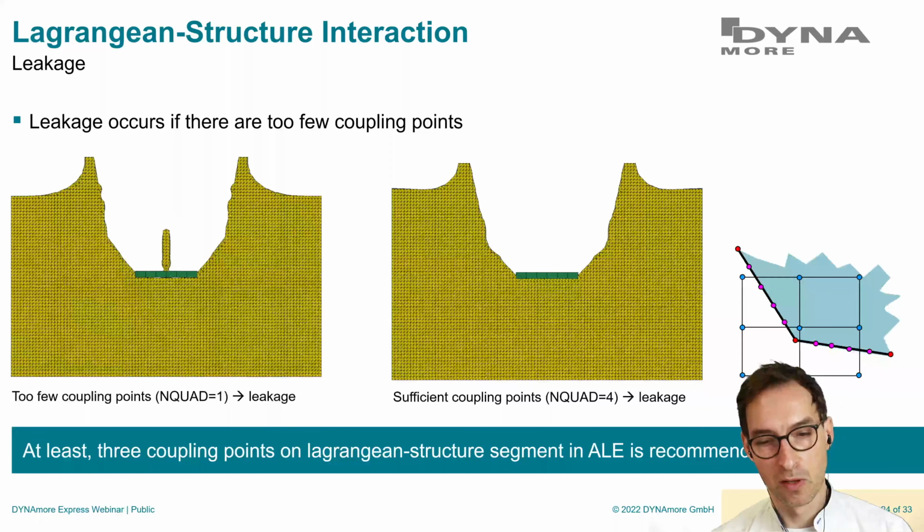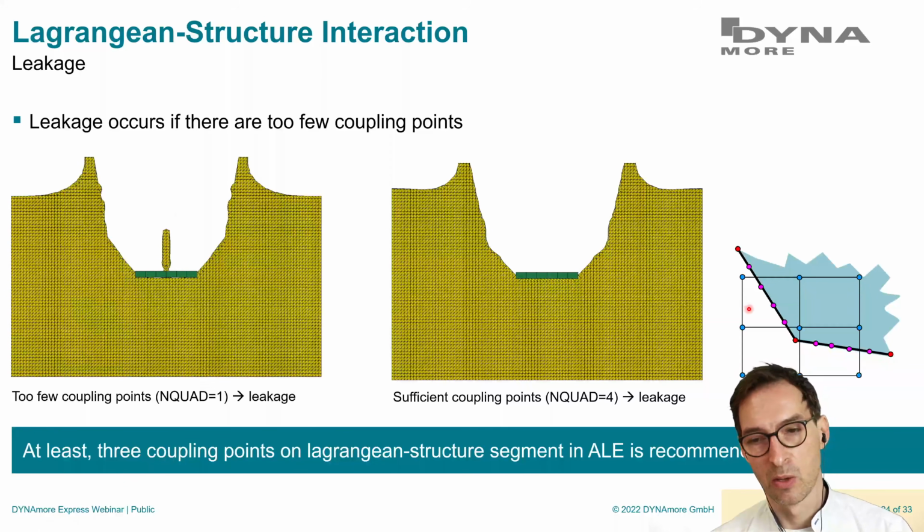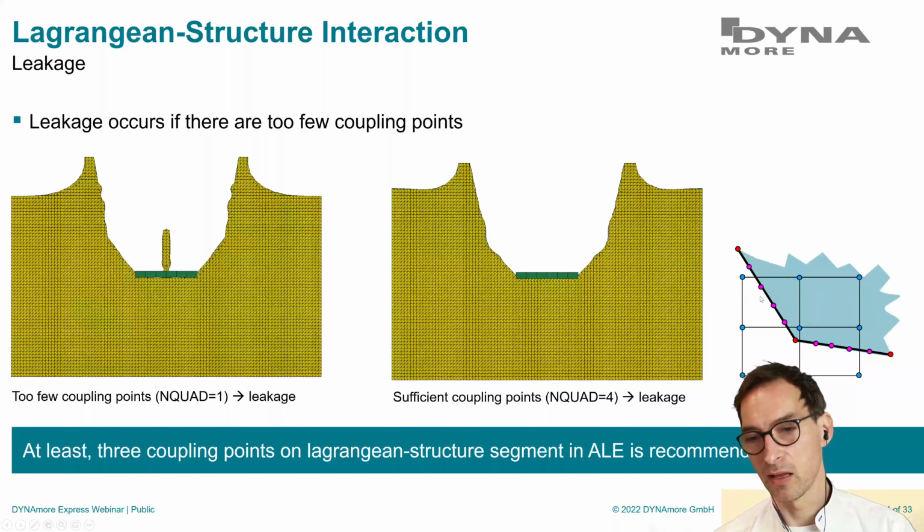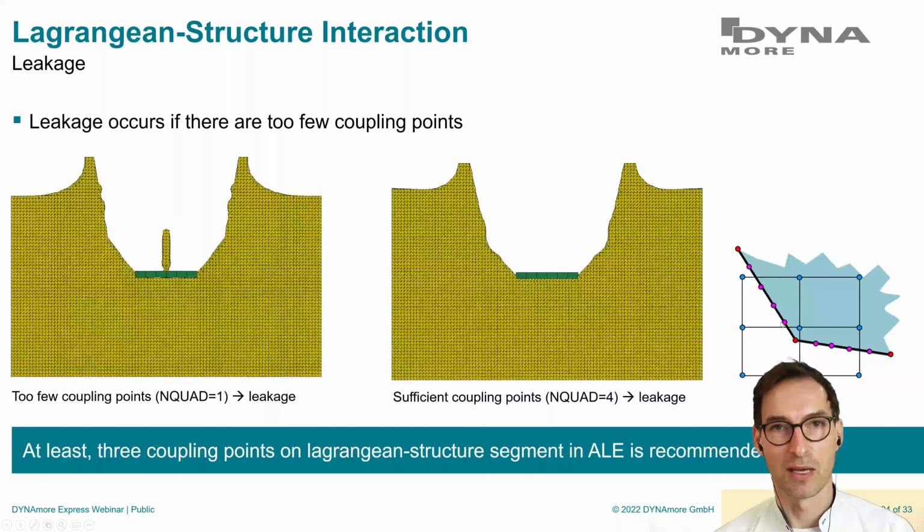Yeah. And as a rule of thumb, it's also written here, we suggest to have approximately 3 coupling points inside an ALE element, just approximately. Yeah. Either your mesh size is defined in such a way that you have 3 nodes of your Lagrangian structure, or you have 3 coupling points in it.